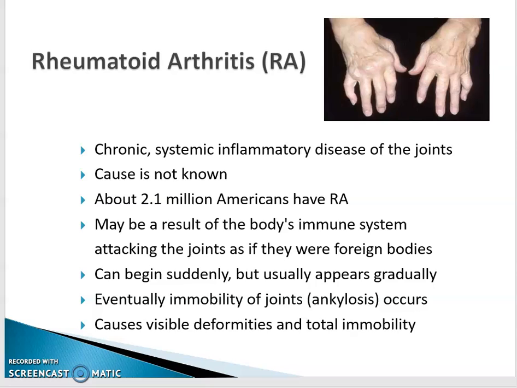Given the way it behaves, it wouldn't surprise me that it actually was. Sometimes it's a rapid onset, but usually it's a very slow onset over time, and it causes immobility of joints, in other words, ankylosis, and it causes visible deformities and total immobility in its latter stages. So this is not your classic arthritis that we normally see where the joints get stiff, and as we saw on the slide before that, there is some deformity to it.